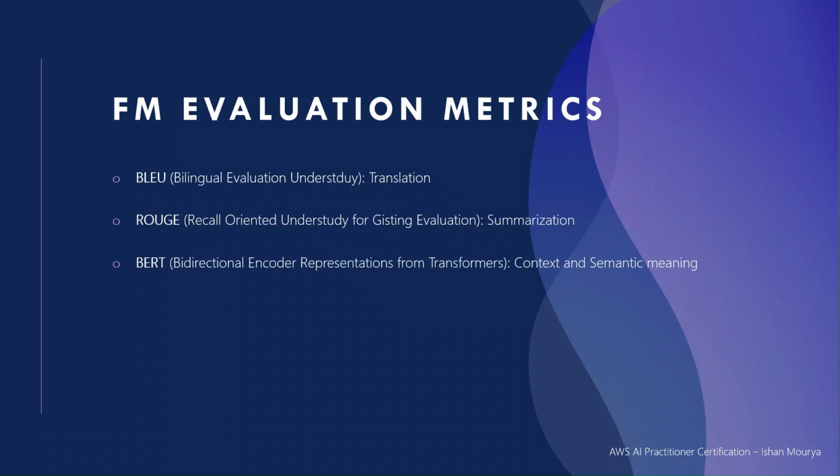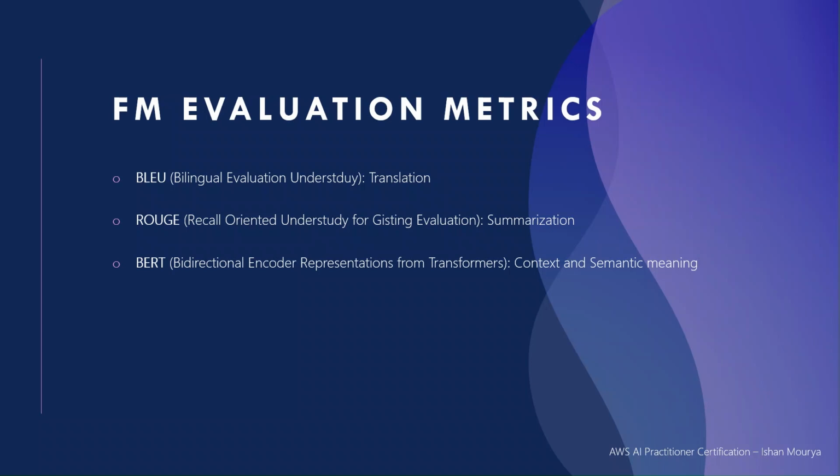The third one is BERT, which is bidirectional encoder representations from transformers. We don't need to remember these full forms. In the exam, mostly you will be seeing terms like BLEU, ROUGE, and BERT. How BERT is different from BLEU and ROUGE is that in the earlier two, the model was evaluated on the similarity between a human translation and the model translation word by word.